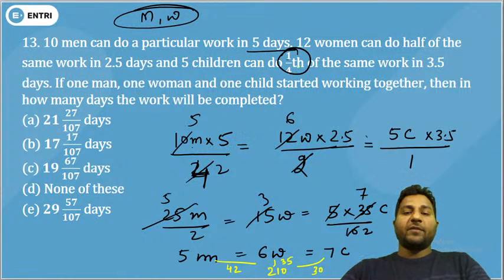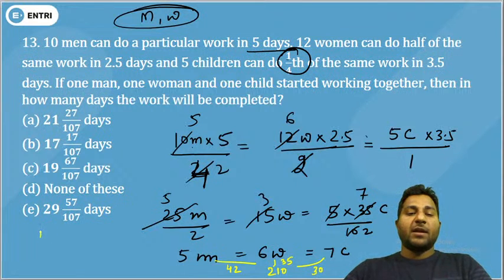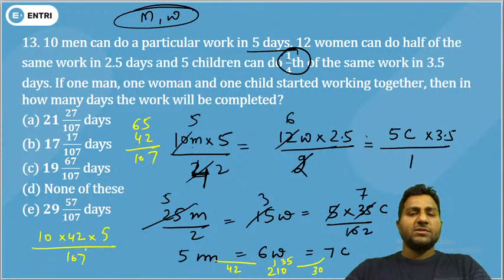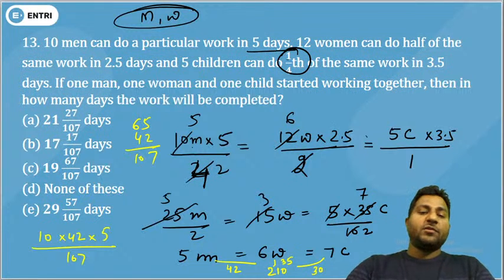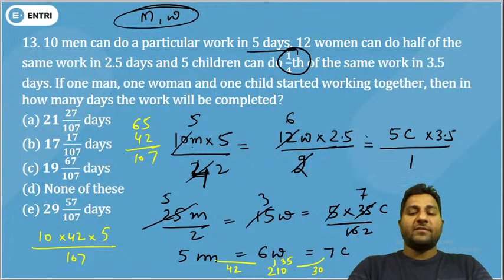Okay, so first we need to understand that 10 men can do a particular work in 5 days. Let's find out 10 men. So men's efficiency is 42 and they do the work in 5 days, and we will divide it by 65 and 42. It will be 107. So clearly the 107. That means you need to figure out the answer as well.